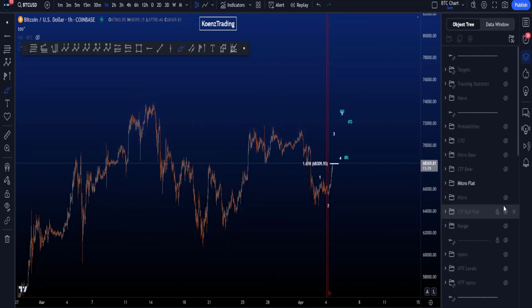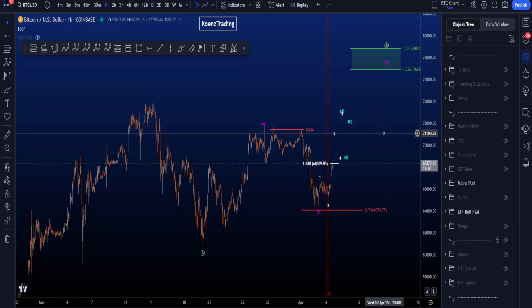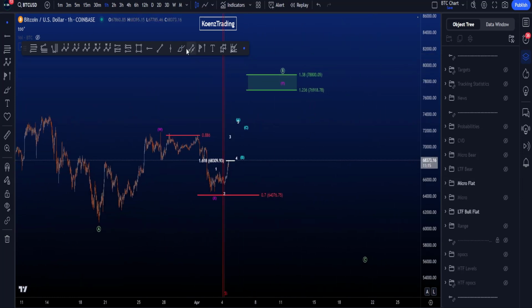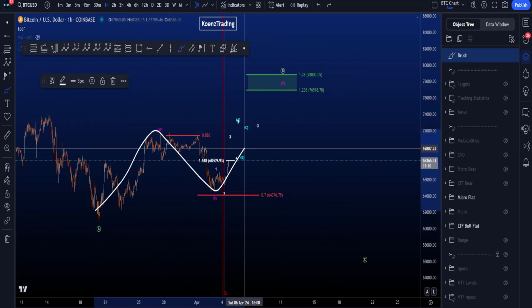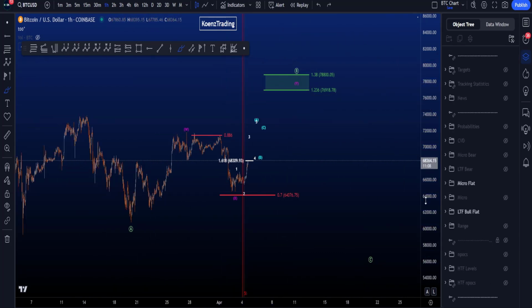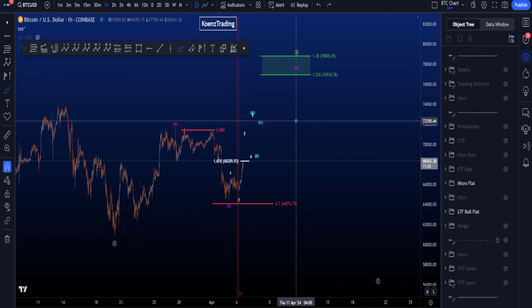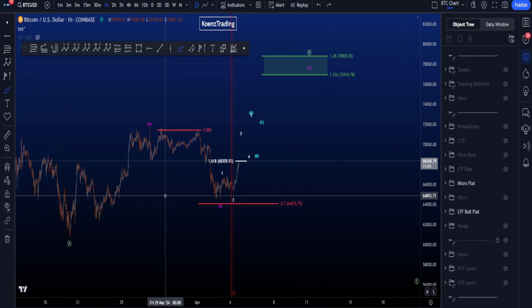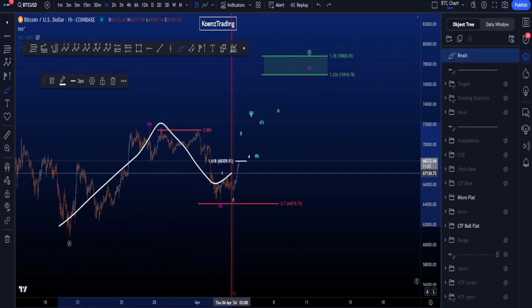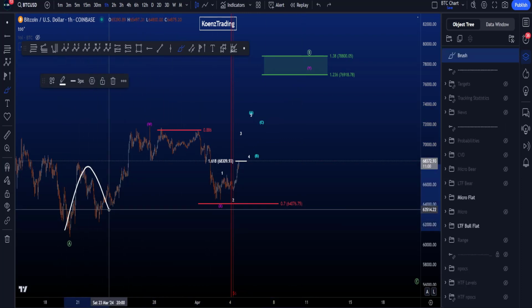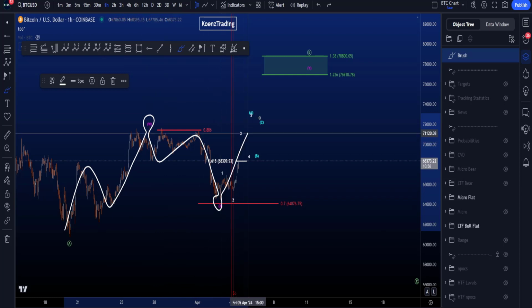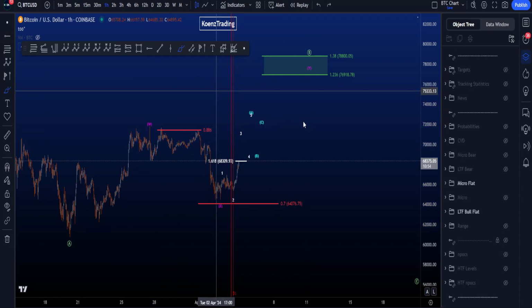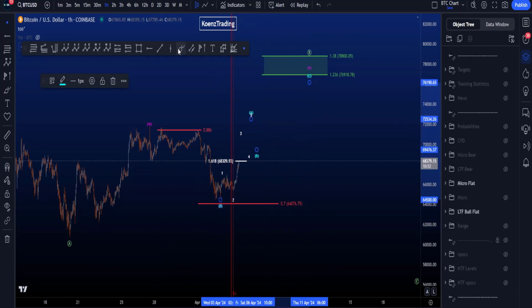Now inside wave Y of this wave B, right, zooming out again for a little bit, we have this A, B, C, and we're looking for this WXY inside wave B. Inside wave Y, we are looking for a zigzag, as we're looking for a double zigzag in a WXY double zigzag structure, ABC in W, corrective structure in a wave X, and then another ABC to the upside in blue over here inside wave Y.